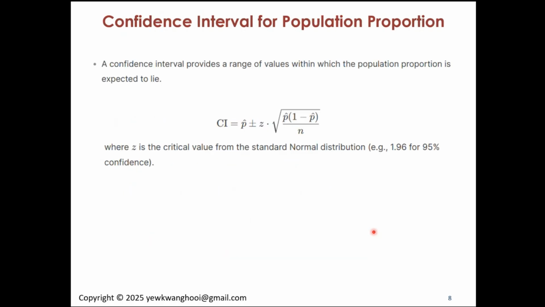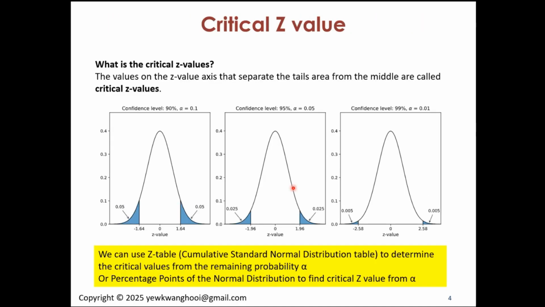So a confidence interval is a range of values within which the population proportion is expected to lie. So graphically, what is the CI? If you go back to the previous drawing, the CI will be the area between the lower bound and the upper bound.